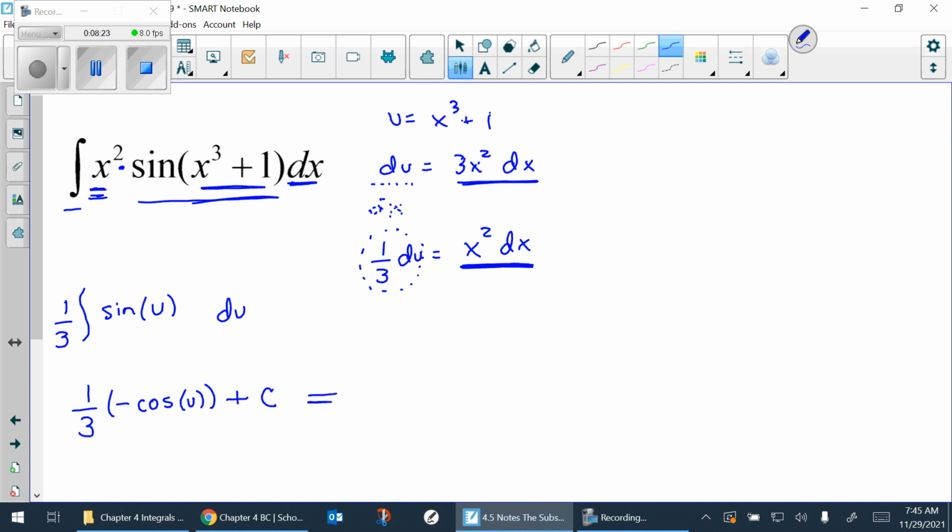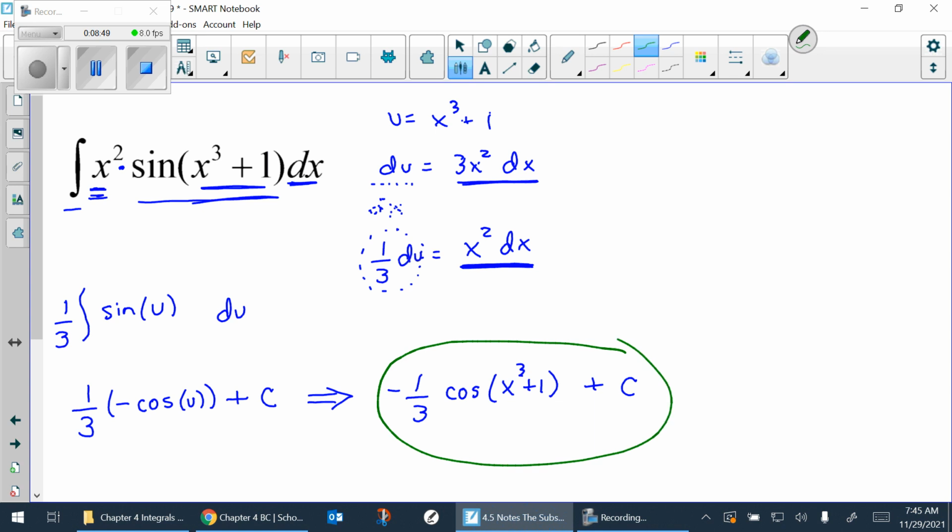And realizing that I have to put the starters back in the game, this is going to be negative 1/3. Instead of cosine u, I will write cosine of x cubed plus 1, plus c. And I do believe that if I took the derivative of this term, I'd end up with that. All right, so there is example 2.